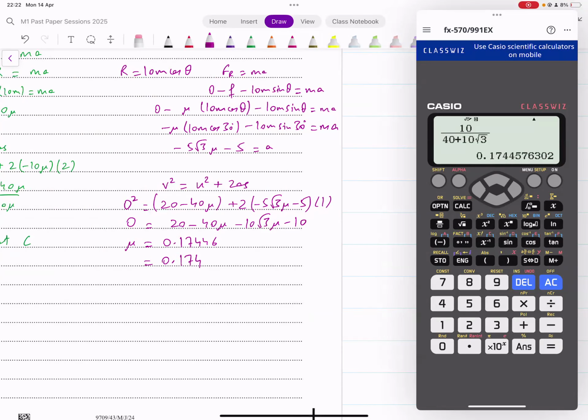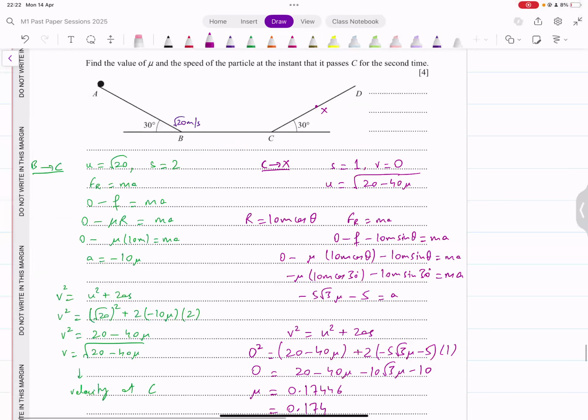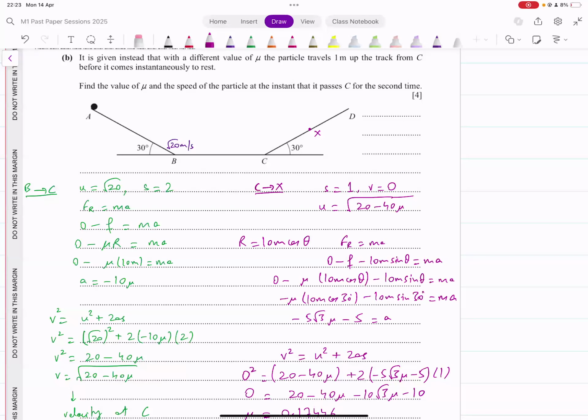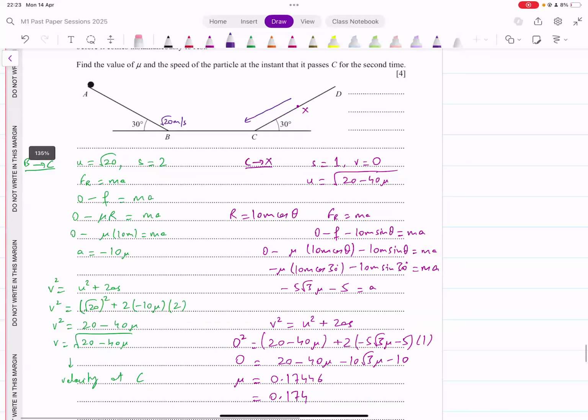Once we've got the value for mu, they also want us to find the speed of the particle at the instant that it passes C for the second time. So it reaches this point x, and when it comes to rest, it goes down again towards C. What's the speed at which it passes the point C now? That's what we need to figure out. So now we're going back from x to C.